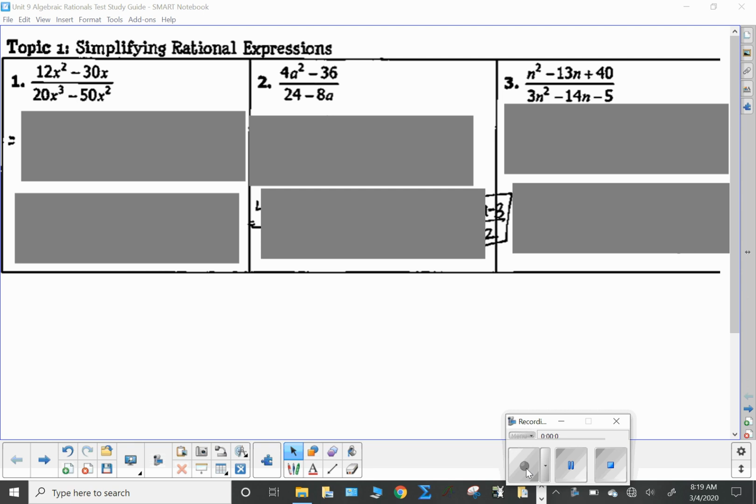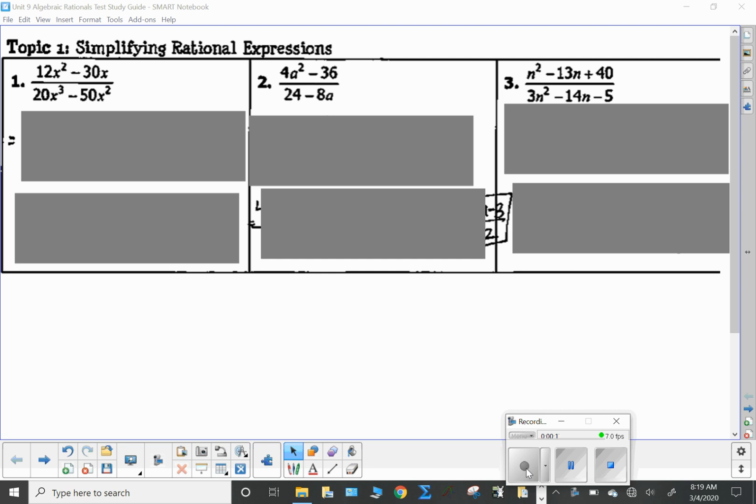Franklin's summative review. The first topic we're going to look at is simplifying rational expressions. To simplify a rational expression, you simply must factor it and then cancel the factors that are alike in both the numerator and the denominator.